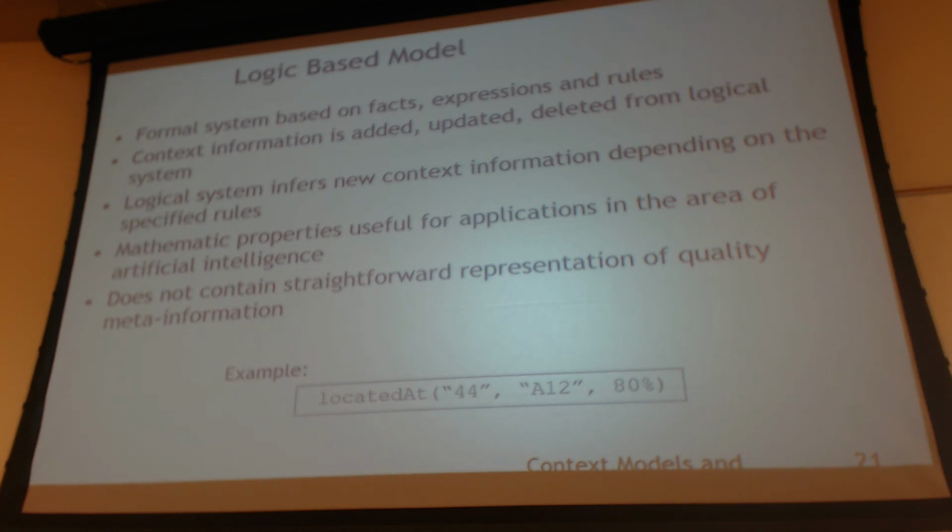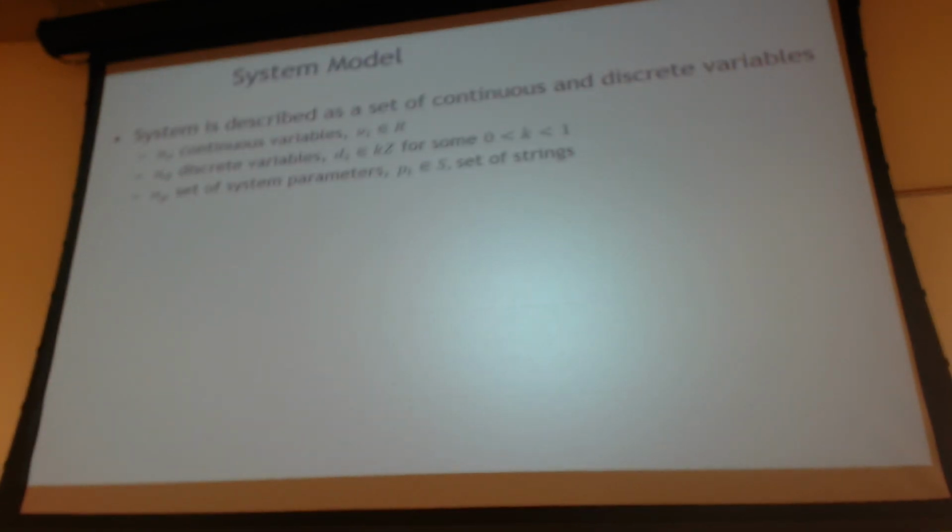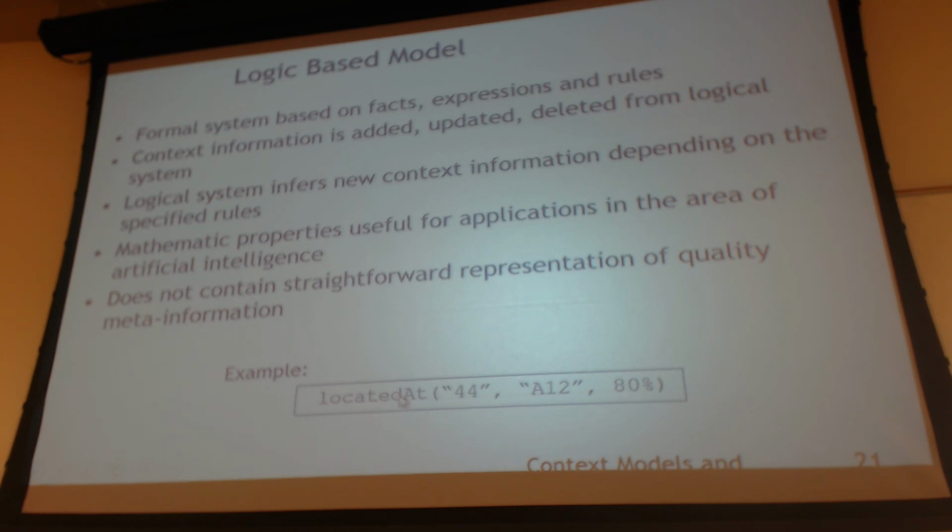Yes, so this is another type of programming language which uses functions. Everything is a function. So you can have such a representation of context as well. Instead of having key value pairs, you can have a function called located at, with parameters 44, 812, and 80%. Whenever you use this function, you get either 1 or 0. That is a functional programming way of representing context. These are all models that have been used in previous papers that talk about contextual applications.